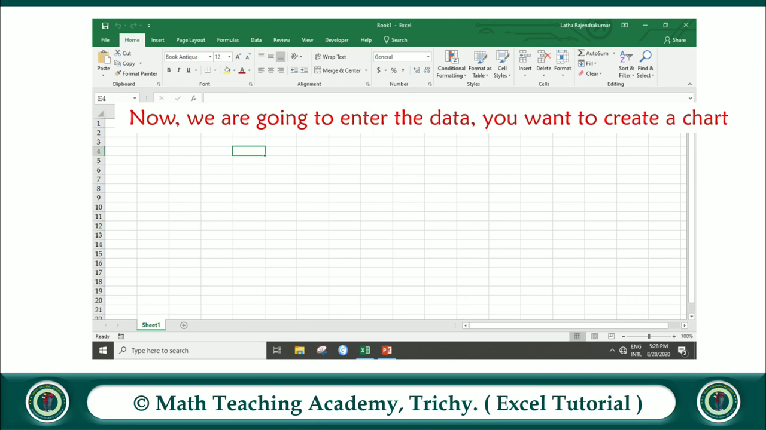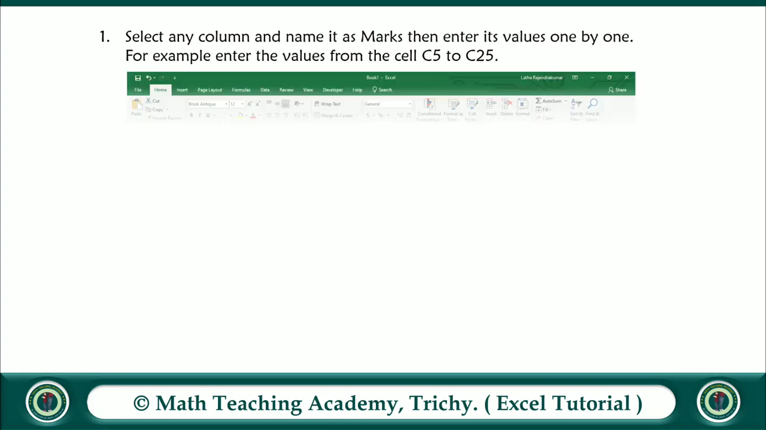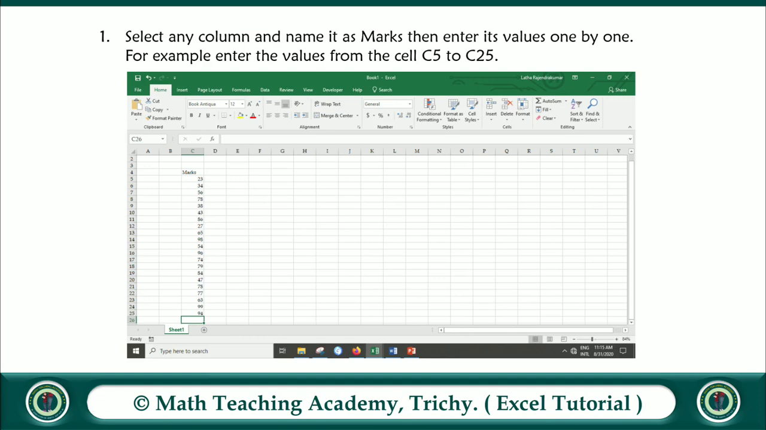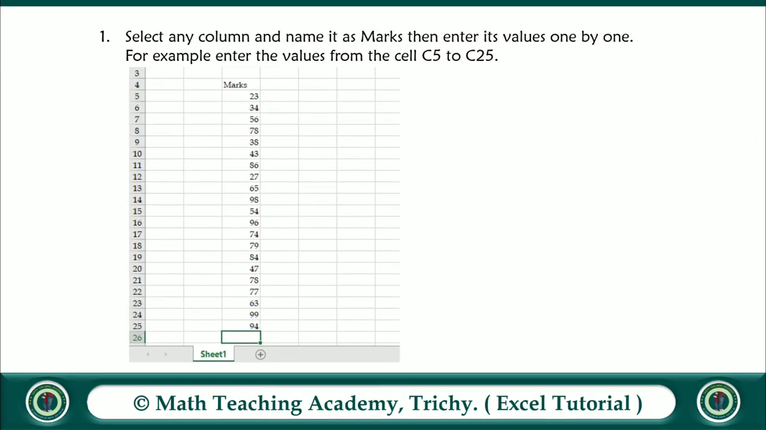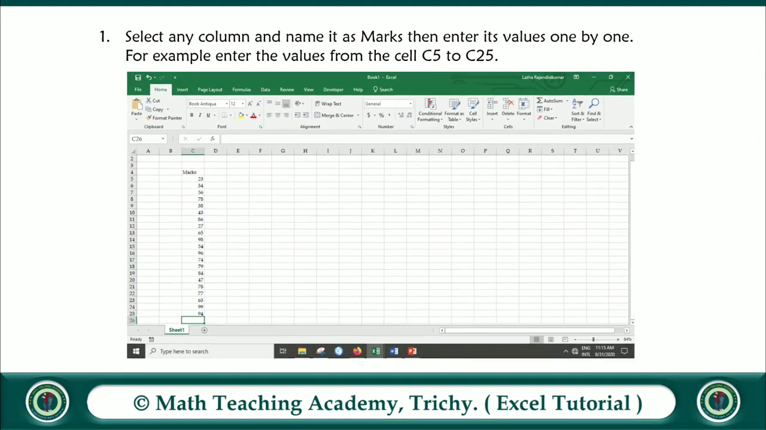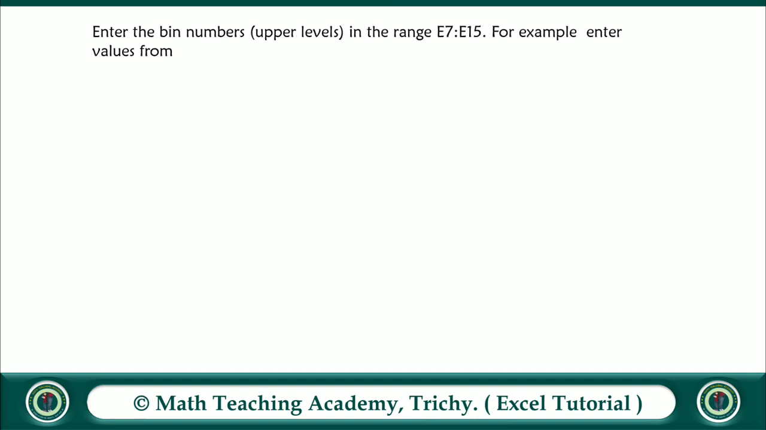Now you are going to enter the data you want to create a chart. Select any column and name it as marks, then enter its values one by one. For example, enter the values from the cell C5 to C25. Here we have entered the given marks between the cell C5 to C25. Enter the bin numbers in the range E7 to E15.